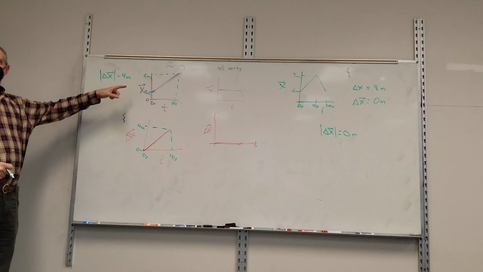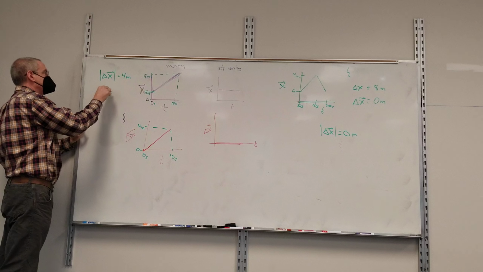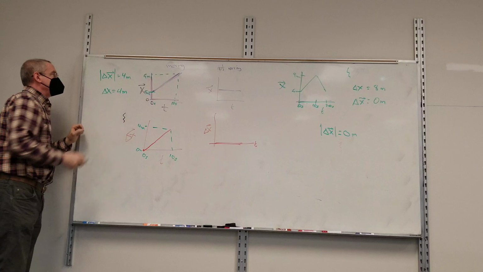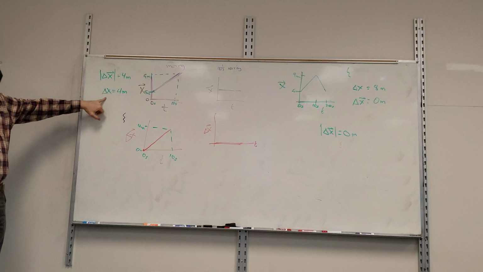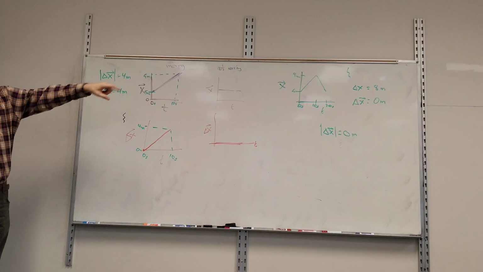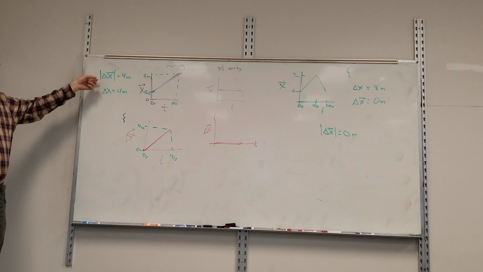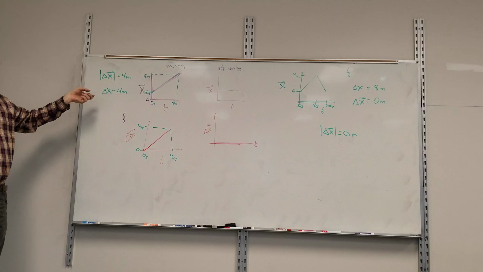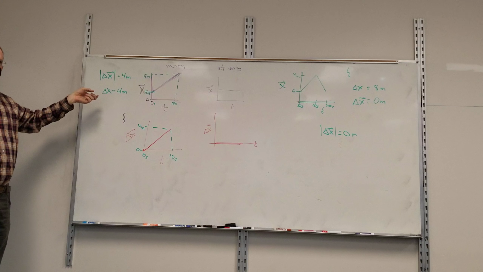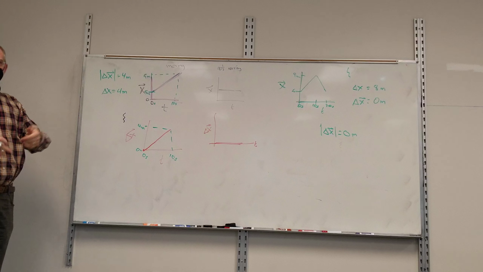What was the distance traveled here? 4 meters. All right, so the distance is 4 meters. So here, the magnitude of my displacement is equal to the distance traveled. There, it's not. So when is the magnitude of my displacement going to be equal to the distance, besides in that one case? Hopefully something a little bit more general.